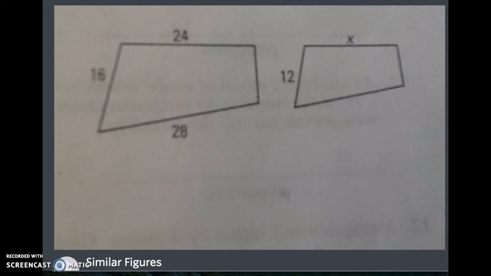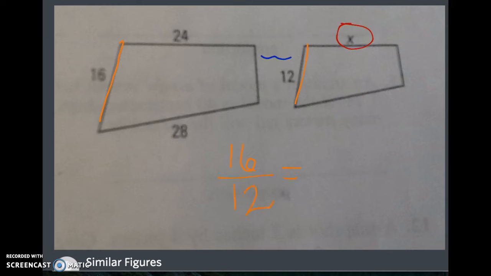So I have 2 shapes. I'm going to tell you they're similar. I want to figure out this missing side x. First thing I'm going to do, I'm going to take the 2 shapes, they match up. I'm going to find their corresponding side lengths. So 16 in this one matches up with 12. So I'm going to write the ratio of their side lengths, 16 to 12.